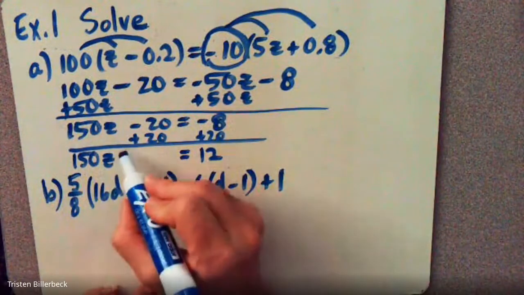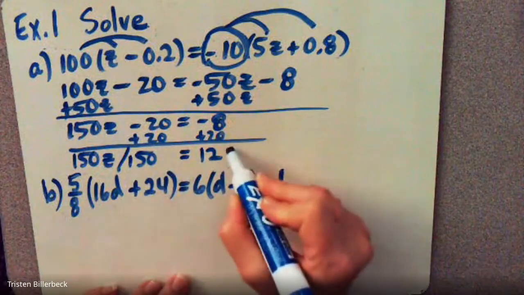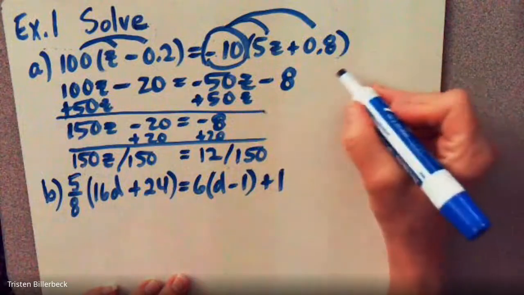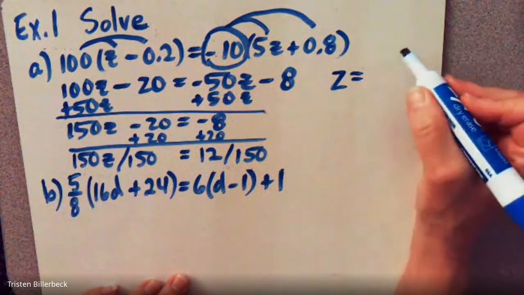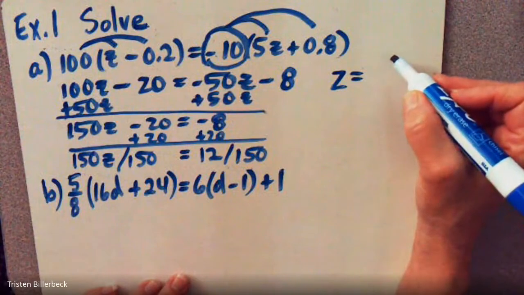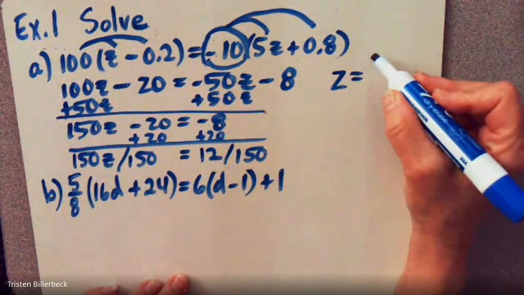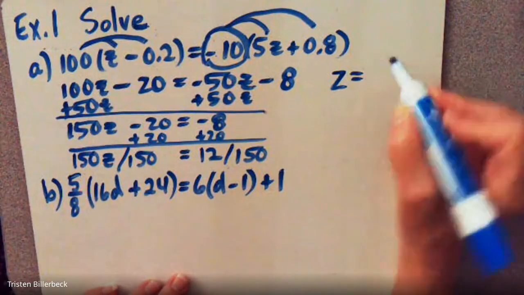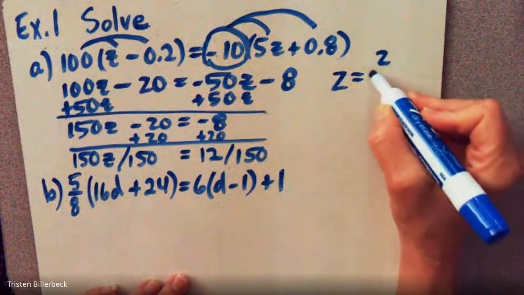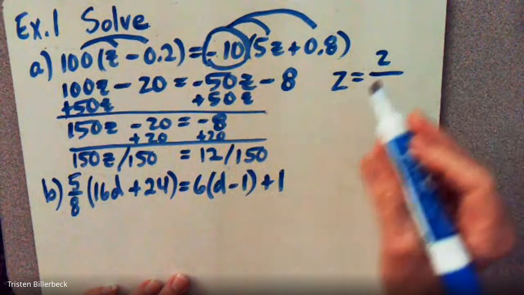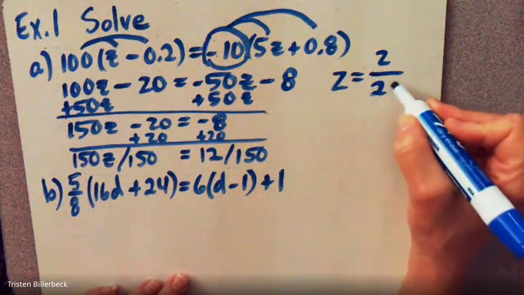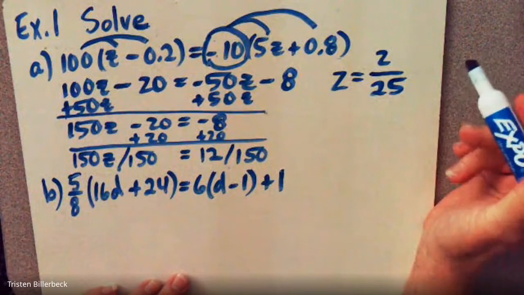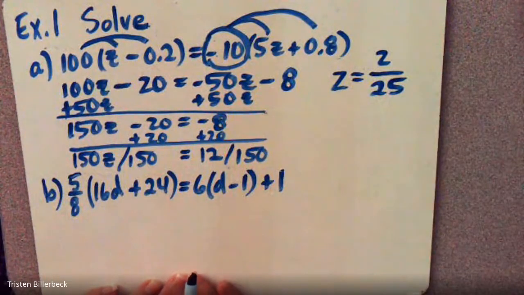At this point, I'm going to divide by 150 on both sides. So that gives me z equals 12 over 150. Now, both of those are divisible by 6. So 12 divided by 6 is 2. 150 divided by 6 is, believe it or not, 25. So there's 6 quarters in $1.50, remember? So that would be the answer.